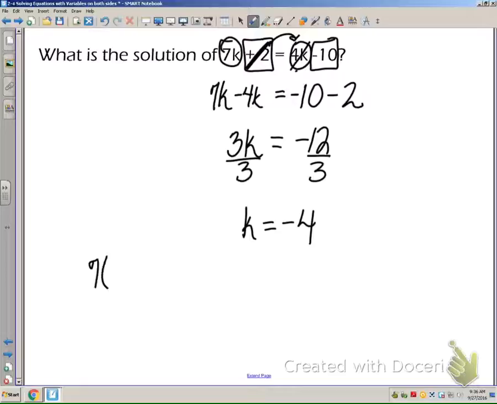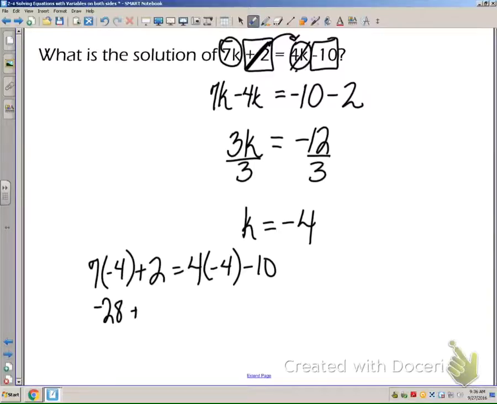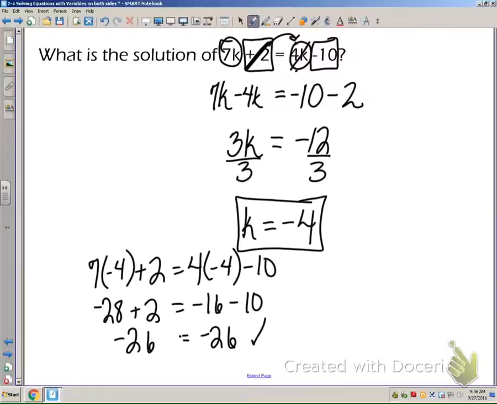7 times negative 4 plus 2 should be equal to 4 times negative 4 minus 10. 7 times negative 4 is a negative 28, plus 2 is a negative 26. Over here, negative 4 times a positive 4 is a negative 16, minus 10 is, in fact, negative 26. So we know that negative 4 is, in fact, a solution.